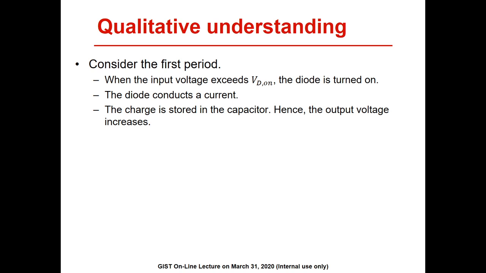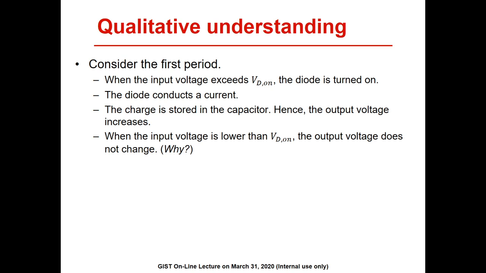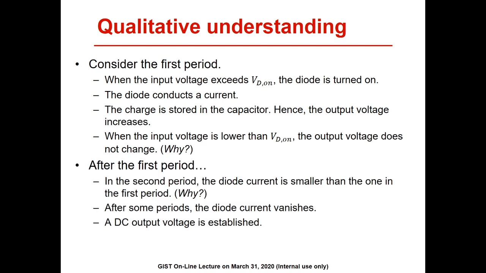The output voltage increases. On the other hand, when the input voltage is lower than VD on, the output voltage does not change because the diode does not allow it. At every period, the output voltage increases. Eventually, a DC output voltage will be established.